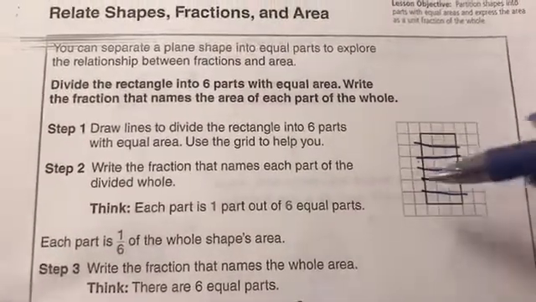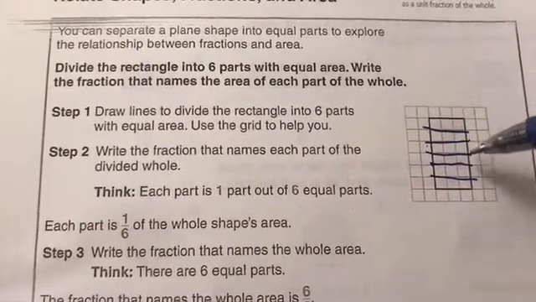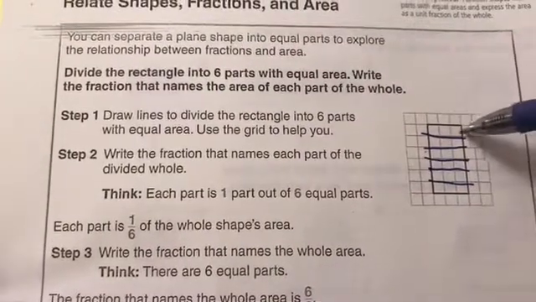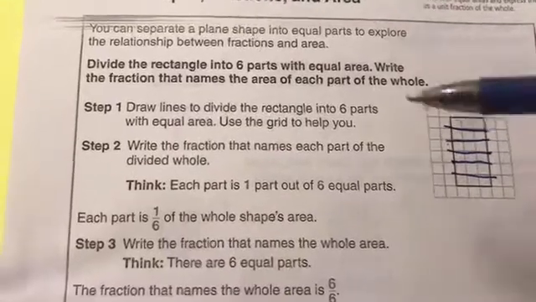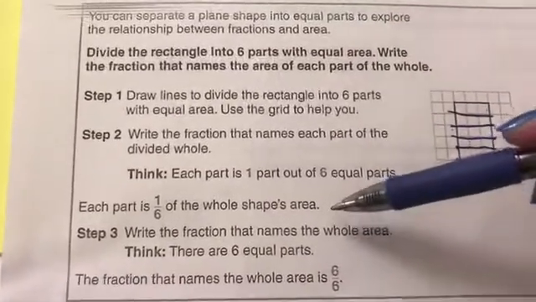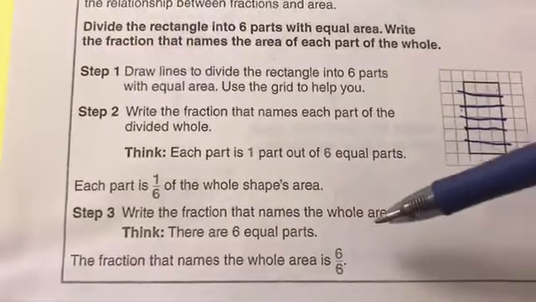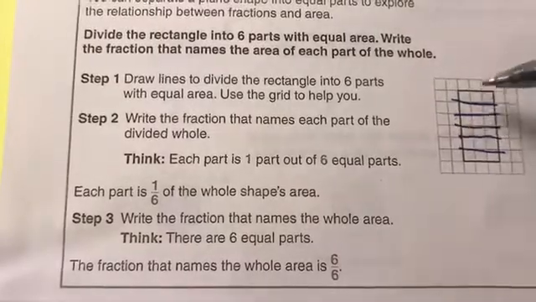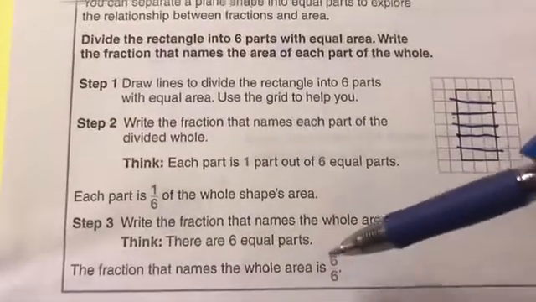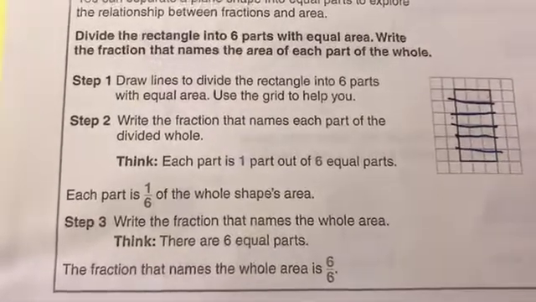So I divided my shape into 6 pieces, and each individual piece represents one part of that 6. So that means that each part is 1/6 of the shape's whole. And then we need to write the fraction that names the whole area. So if we divide it into 6 pieces, that means the whole fraction is 6 out of 6 pieces.